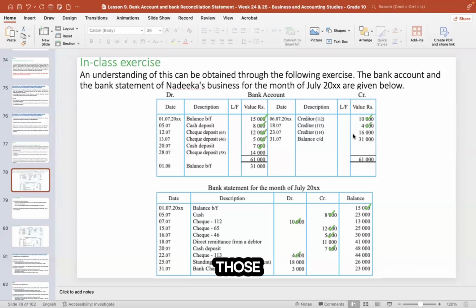Those two are from this side, and here we have received 11,000 from a debtor. And on the other hand, the bank has paid 18,000 for a loan installment and bank charges 3,000. So those things are the reasons for the differences.